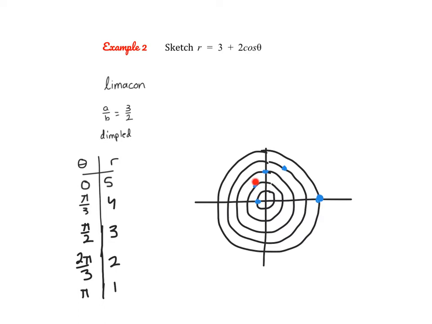Now I'm going to reflect these points over my polar axis. So right here, I'm going to reflect this point here, and our last point is on the polar axis, so we don't have to worry about it. And knowing that it should be a dimpled limaçon, we can make sure that our points match what our graph is supposed to look like.